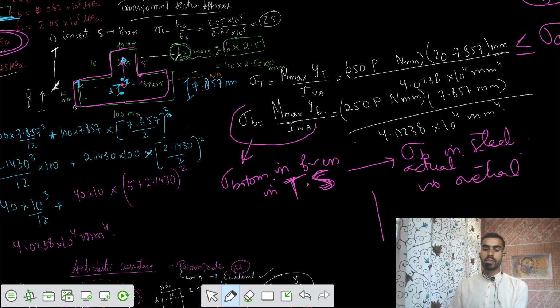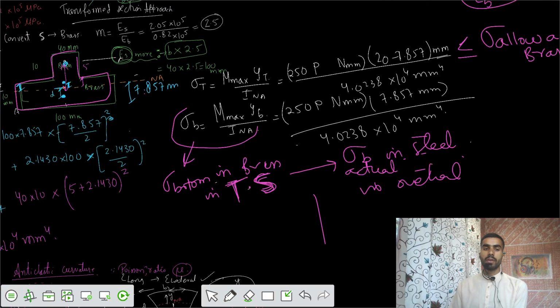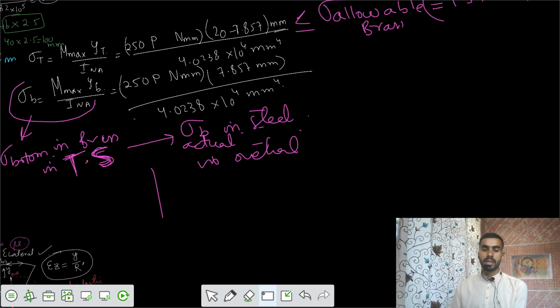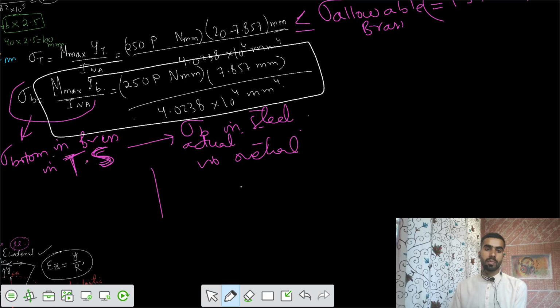Your steel can take more stress. If you talk about strain compatibility, there would be some neutral axis location, and the strain profile is somewhere in this way. We know that strain at brass equals strain at steel. Strains should be the same, but because E is different, if you convert this value of stress, it should be less than or equal to the allowable stress in steel.